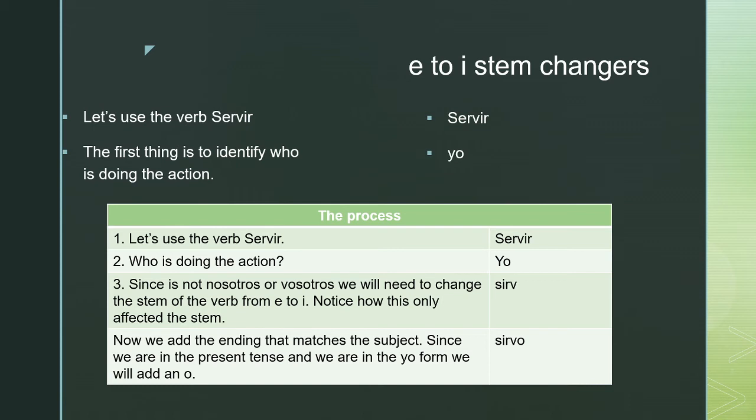It's important to remember that the verb still does have to conjugate. It's just that I have to make a change to the stem. And that's really all there is to it. There's nothing super difficult about it.